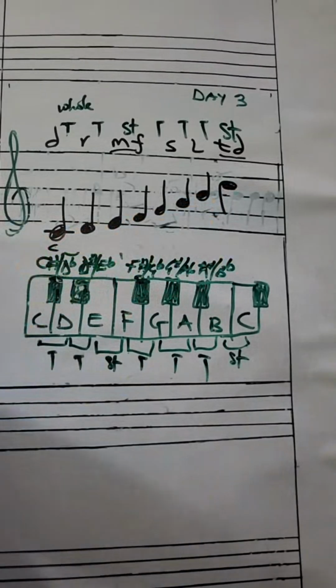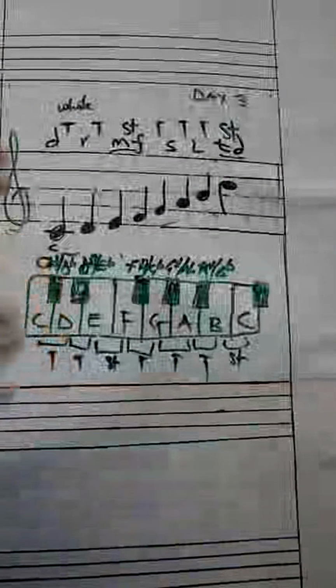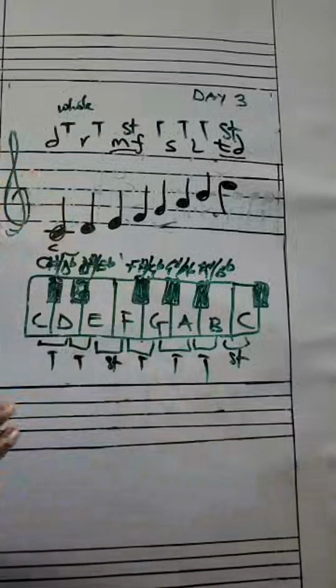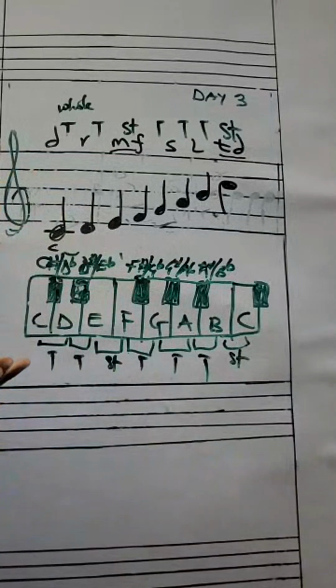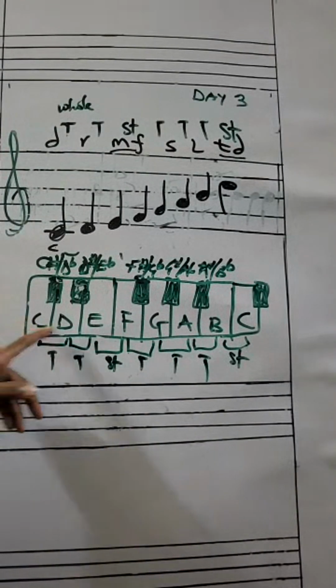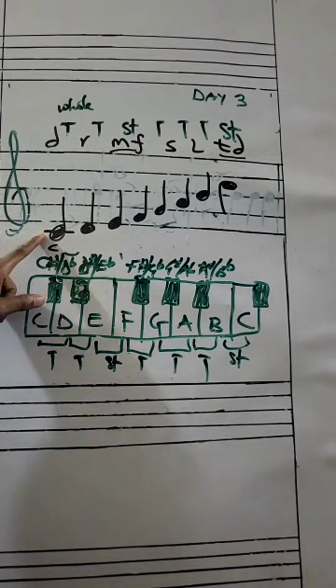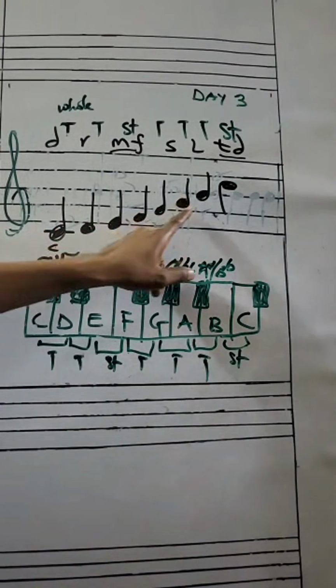Now, when you know your pitch, you have to know your pitch. Now, the key of this song is C, because there is no sharp or flat. That means you are playing everything on the natural notes. So you have to know your notes now. This is your C, D, E, F, G, A, B, C.